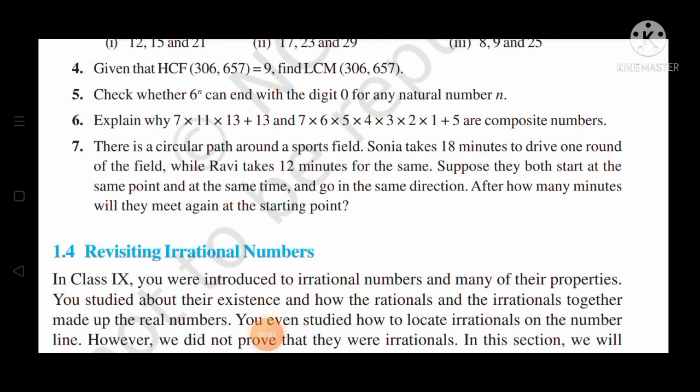Let's see question number 7. There is a circular path around a sports field. Sonia takes 18 minutes to drive one round of the field, while Devi takes 12 minutes for the same. Suppose they both start at the same point and at the same time and go in the same direction. After how many minutes will they meet again at the starting point? Okay.